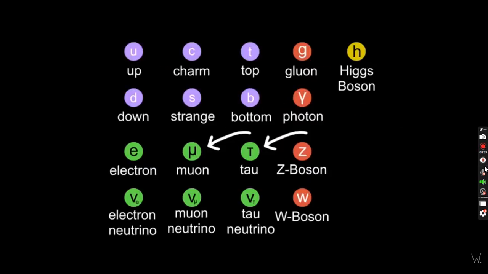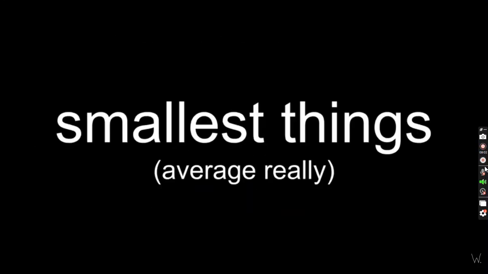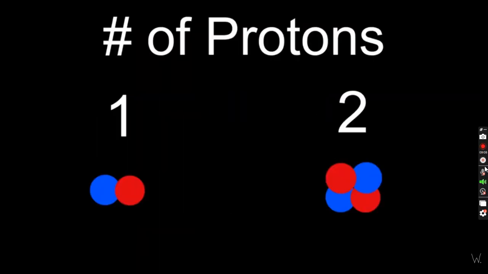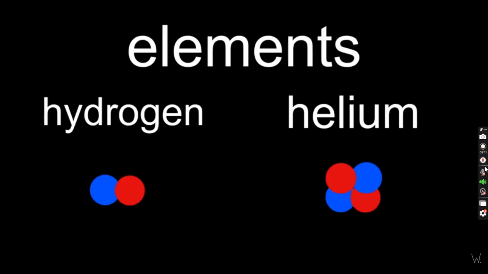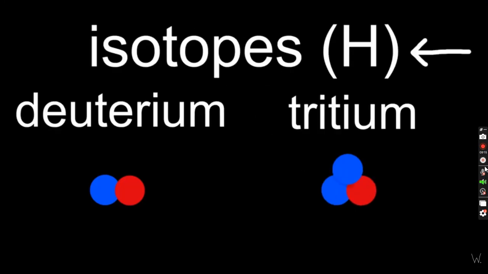Oh yeah, there's some more stuff, like for example the overweight brothers of the electron. All of this together makes up the Standard Model, which we believe to be the smallest things in the universe. At least that's the excuse we have for not knowing what quarks are made of. Fun fact, depending on the number of protons in the core, you get different elements.